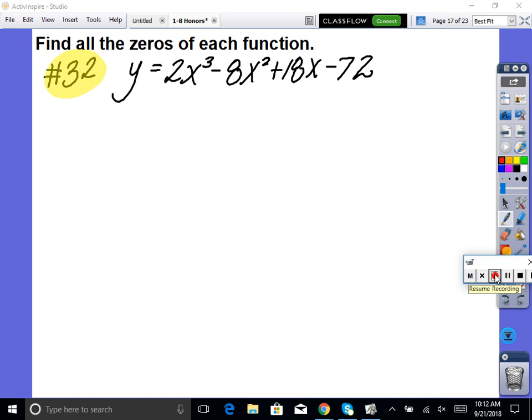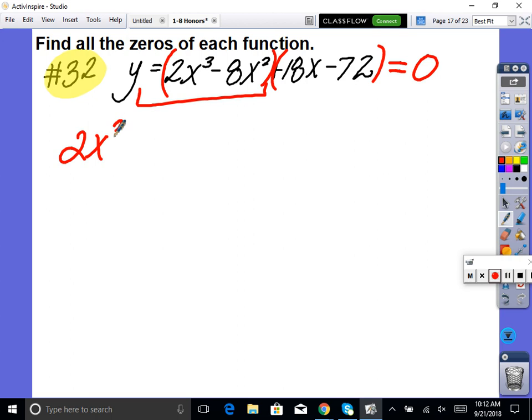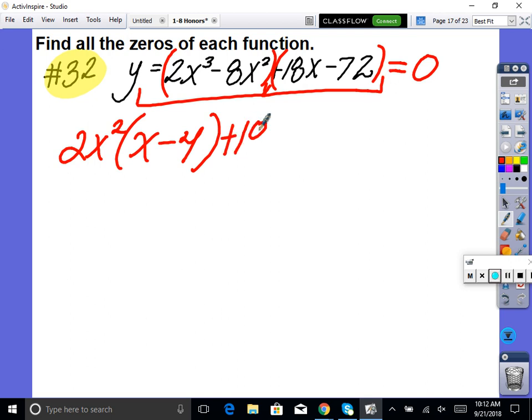Number 32, it says, find all the zeros. So we've set it equal to 0, use the most appropriate method. There's 4 terms. I'm going to try grouping, and then if it doesn't work, we'll go from there. So right here, we would pull out a 2x squared. So then we would have x minus 4 left. Right here, I'm going to pull out, looks like positive 18. Then left is x minus 4. And look at that, it did factor by grouping.